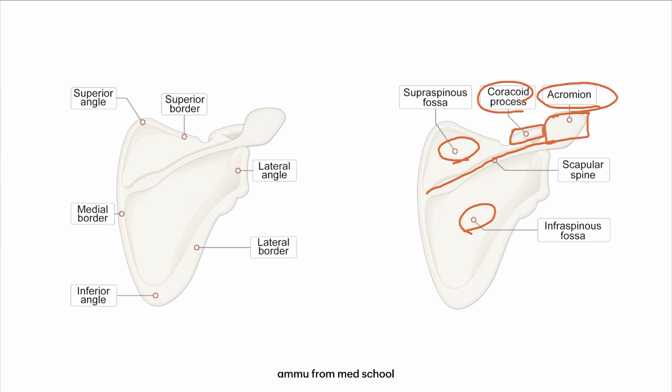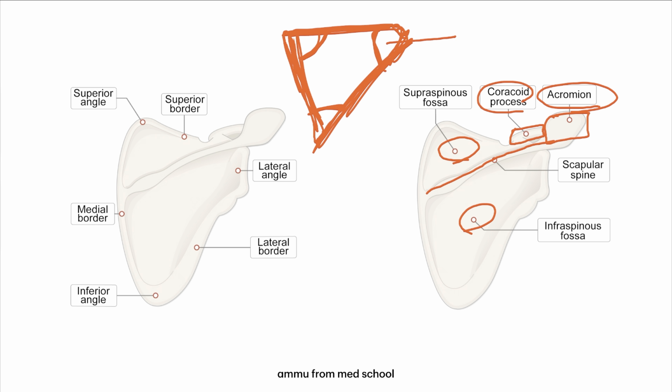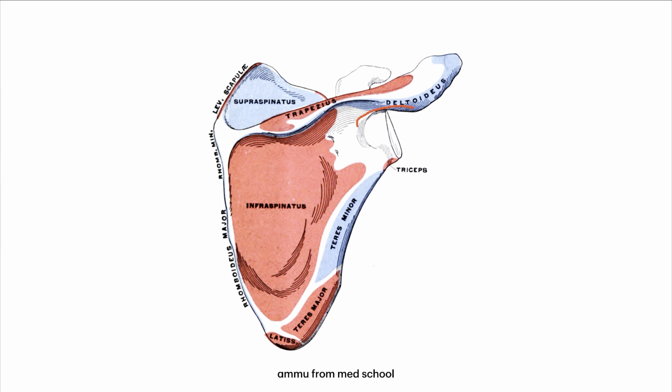Angles and borders are as simple as an inverted triangle. You just have to draw an inverted triangle. What all does it have? It has a superior border, medial border, and lateral border. And what are the angles you can draw? A superior angle, an inferior angle, and a lateral angle. What is the importance of the lateral angle? Here you have the glenoid cavity located. What is the importance of the glenoid cavity? It is the attachment for the head of the humerus.